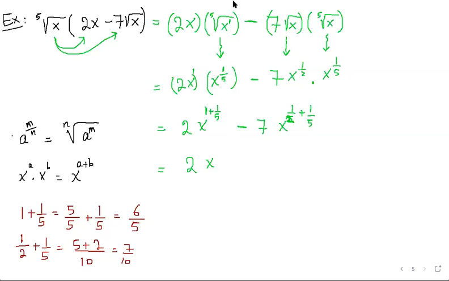So go back again to the example. We get 2 times x to the power of 6 over 5, minus 7 x to the power of 7 over 10. That's it. Any question?